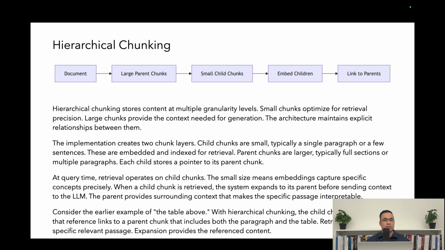Parent boundaries can be defined in multiple ways. Section boundaries work for well-structured documents. Fixed sliding windows work for unstructured content. Page boundaries work for PDFs where the layout carries the meaning.